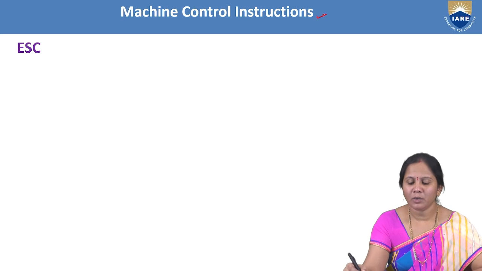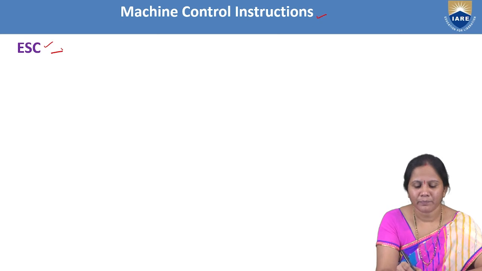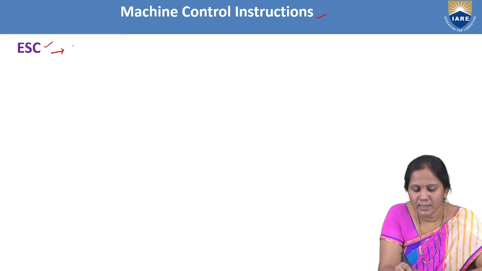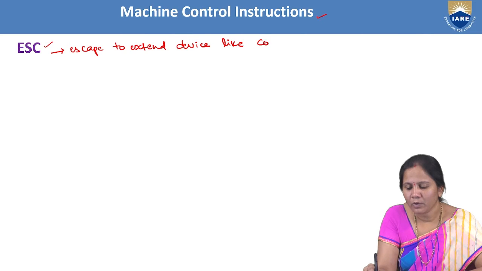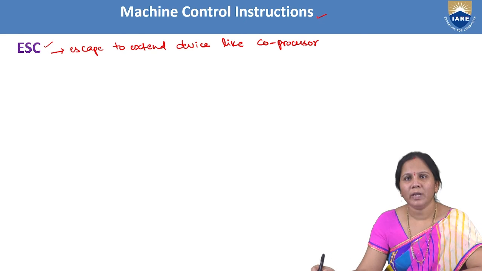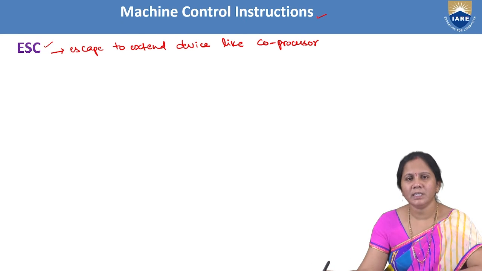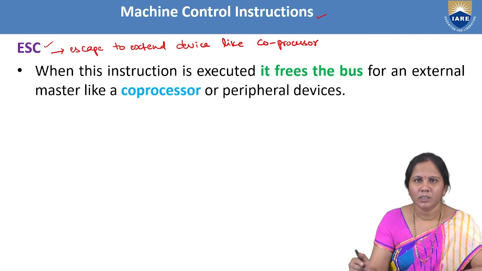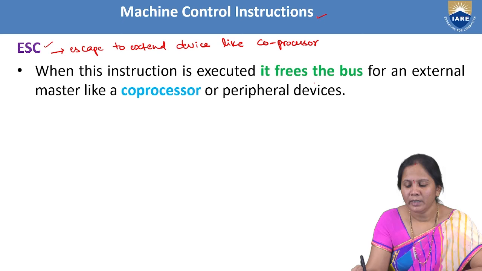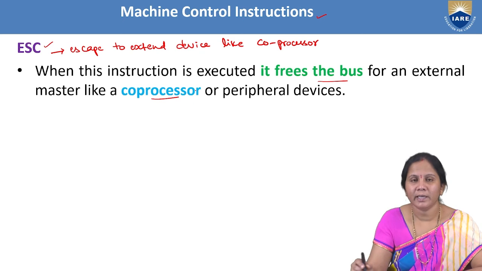And the next machine control instruction is ESC. ESC represents escape to extend a device like a coprocessor. So this ESC instruction will be used when a coprocessor is there in the CPU. When this instruction is executed, it frees the bus for an external master like a coprocessor.